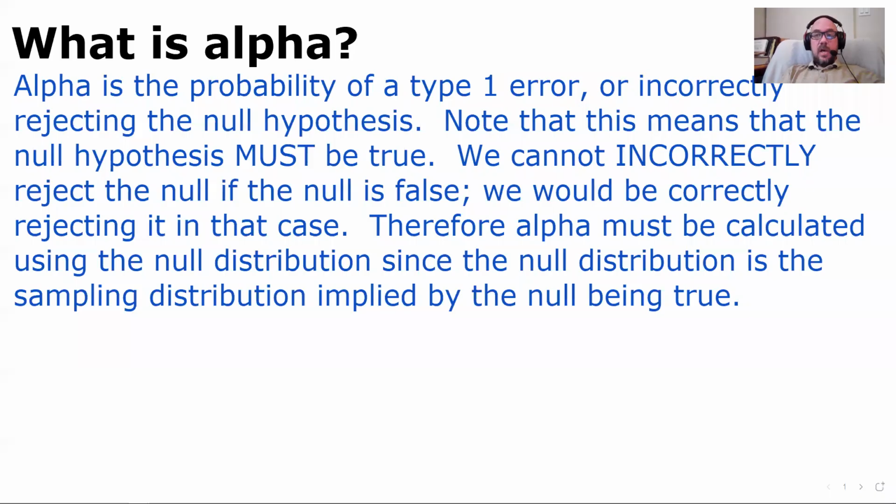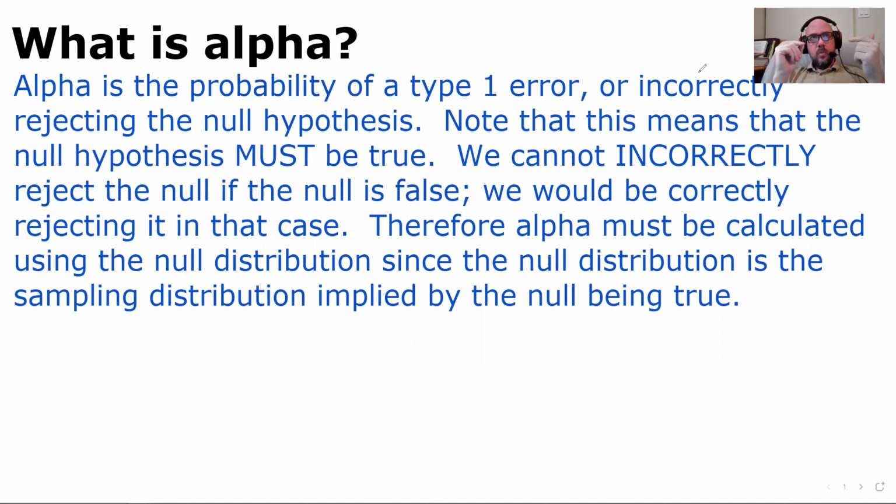So I want to start out by talking a lot about alpha and what it means. Alpha is the probability of a type 1 error, or incorrectly rejecting the null hypothesis, or false positive if you prefer that term. Now, this must mean that to commit a type 1 error, we must have the null hypothesis actually be true. If it was false, it would not be incorrect to reject it. It would be correct, right? So the null hypothesis has to be true for us to commit a type 1 error. And specifically, it has to be true, and then we think it's not.